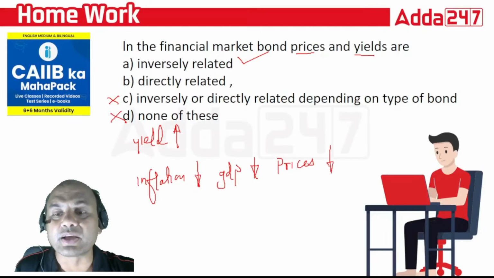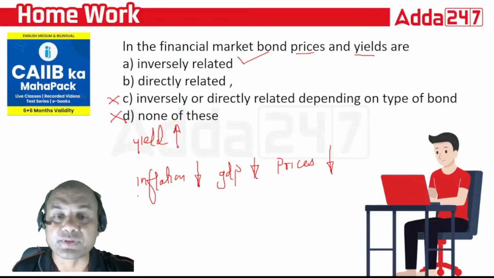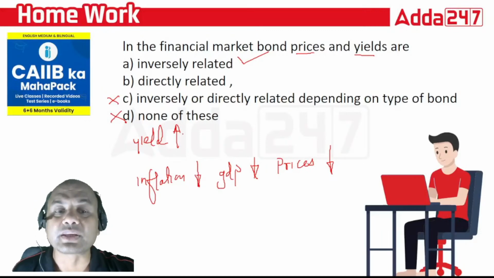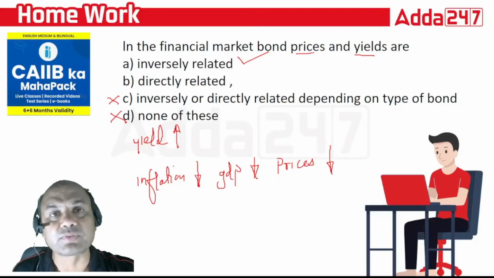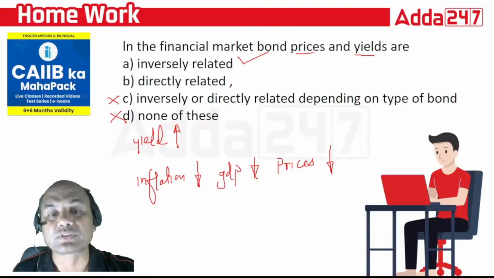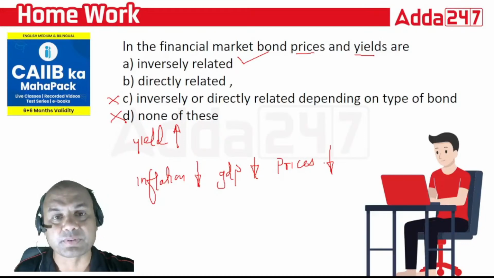So when only the interest rate goes up, all these three elements go down: inflation down, GDP down, prices down. So what is a good thing? Inflation down is a good thing for the common public, right? But GDP down is a bad thing for the common public. That's why it has to be balanced. Always remember, the yield and the prices of the bonds are inversely proportional.